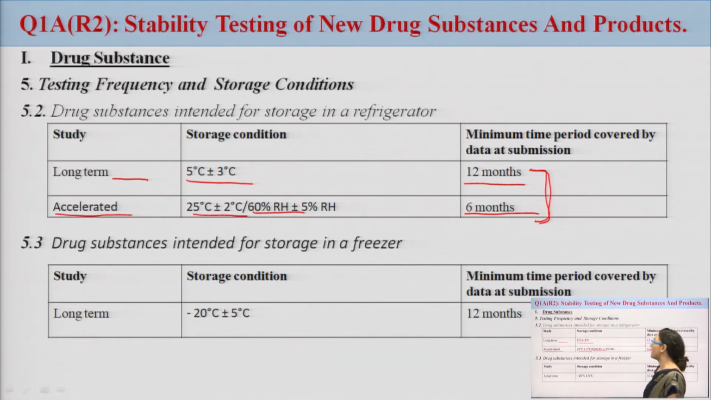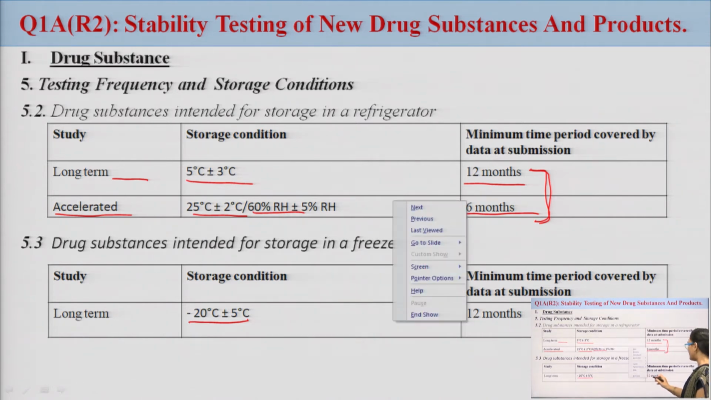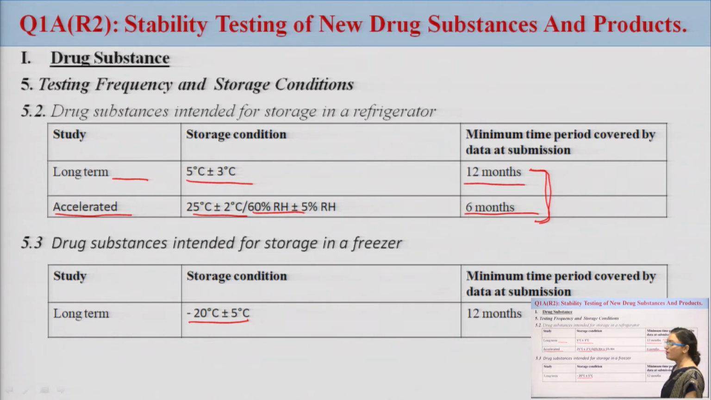Next is drug substances intended for storage in freezer. For those substances we choose minus 20 degrees Celsius temperature for long term study, and the minimum time period covered by data at submission is 12 months.